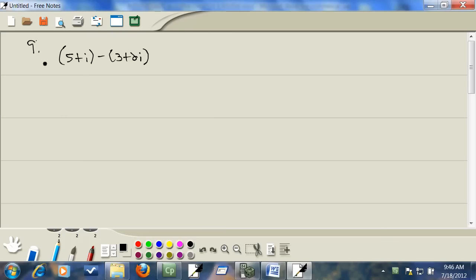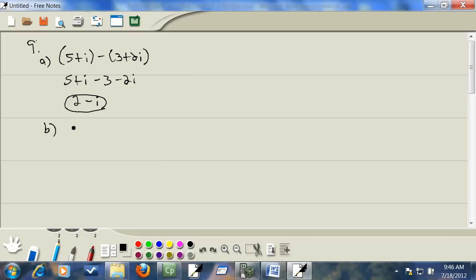First off, in this example, I'll do these by hand first. We get rid of the parentheses. Those first set of parentheses aren't doing anything. The second one, remember if you have a negative out in front, it flips the sign of everything. So it becomes a negative 3 minus 2i. We go 5 minus 3 gives us 2. i minus 2i gives us a negative i. And that'd be your answer.